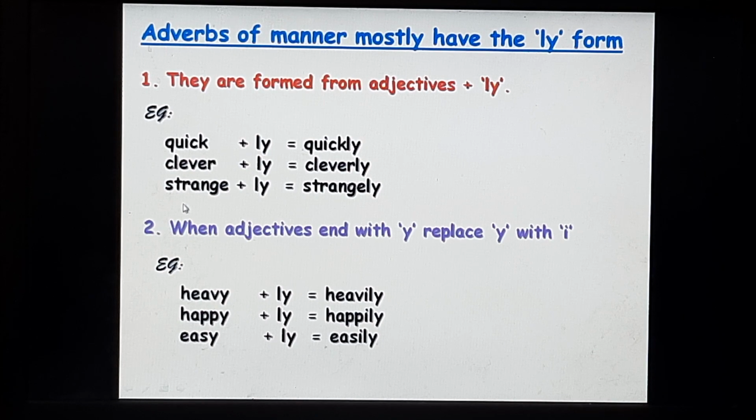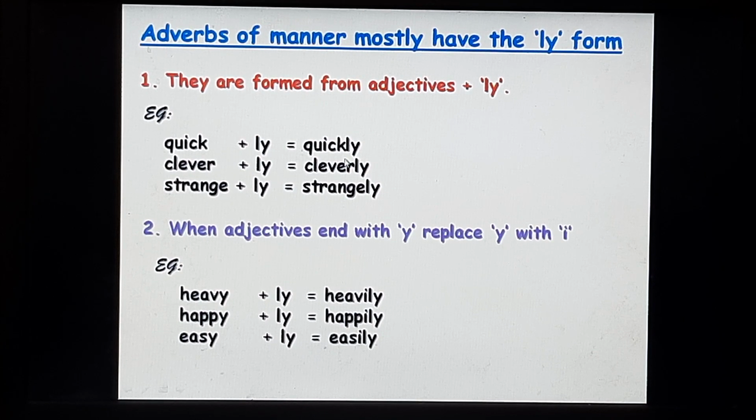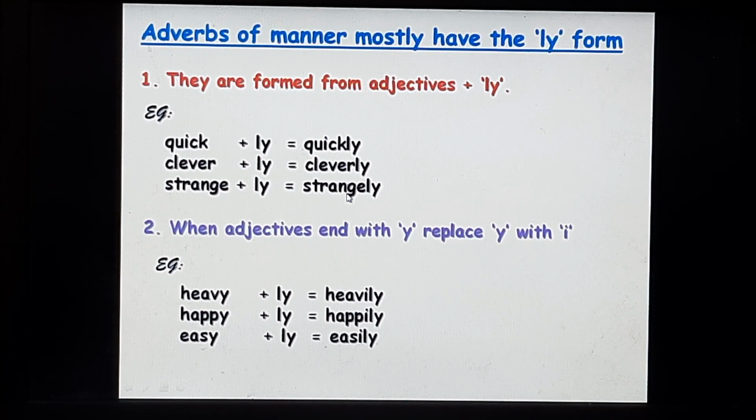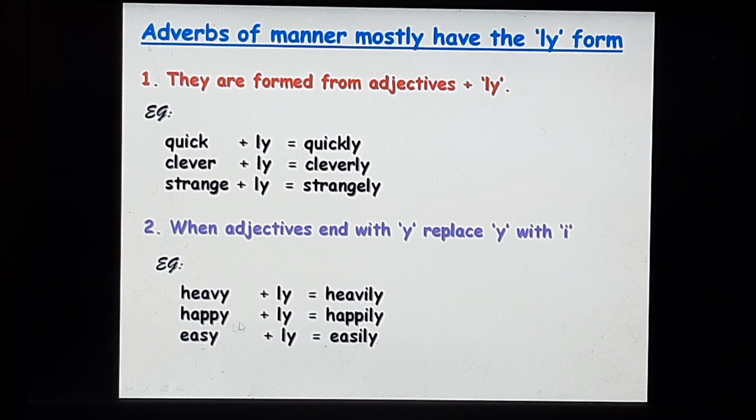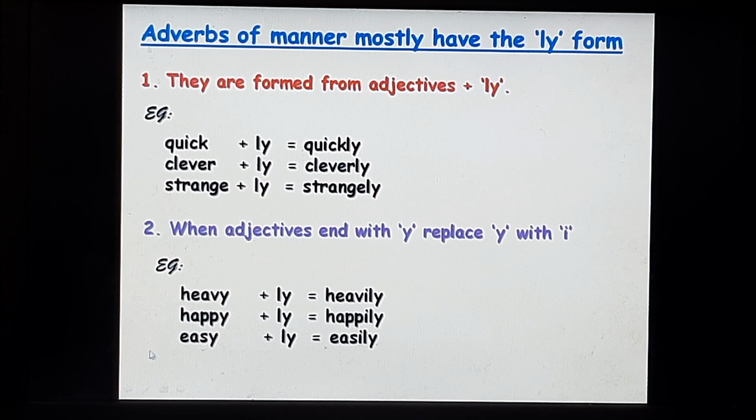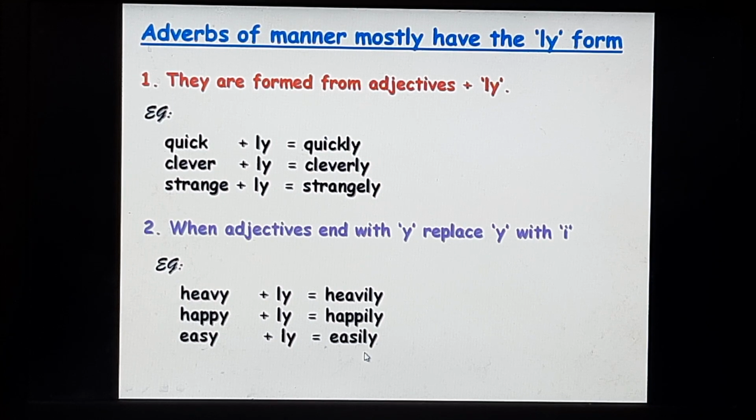Now, quick, clever, and strange are adjectives. Quickly, cleverly, and strangely are adverbs. When adjectives end with y, replace y with i. Heavy plus ly heavily. The y changes into i. Happy plus ly happily. Easy plus ly easily.